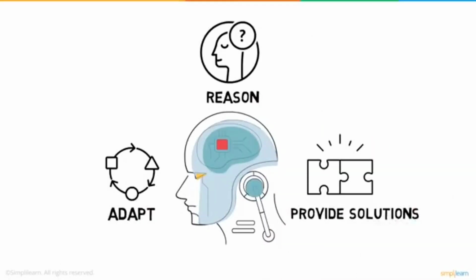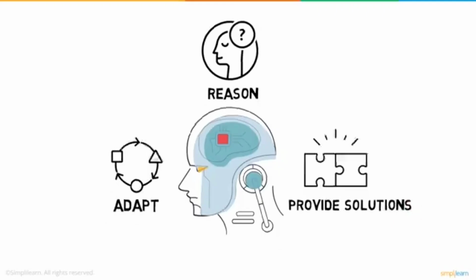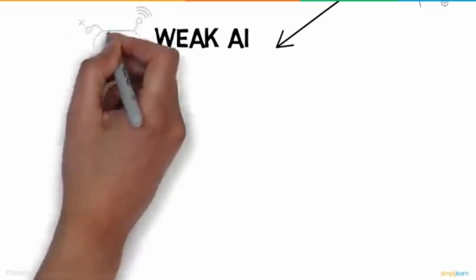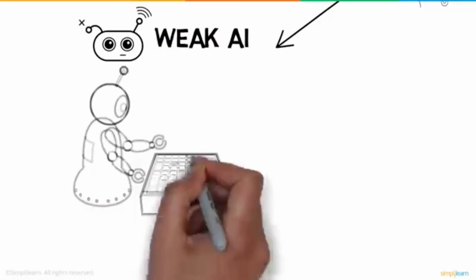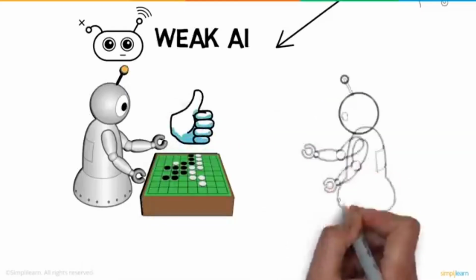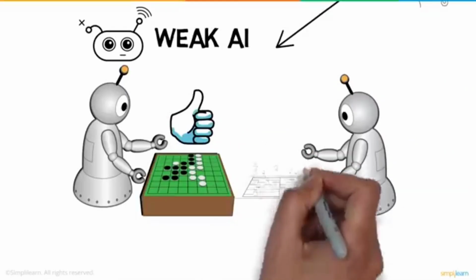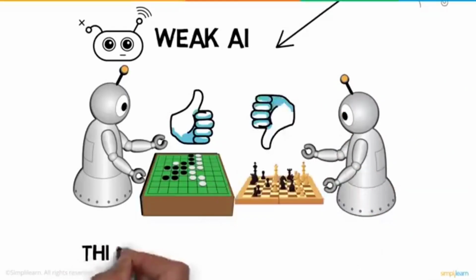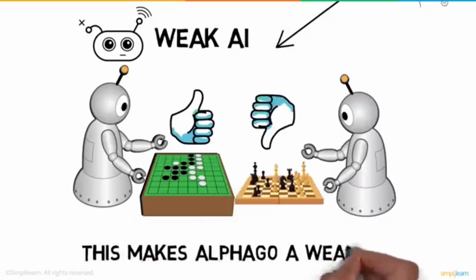Well, now that we know what AI is, let's have a look at the two broad categories an AI is classified into. Weak AI, also called narrow AI, focuses solely on one task. For example, AlphaGo is a maestro of the game Go, but you can't expect it to be even remotely good at chess. This makes AlphaGo a weak AI.